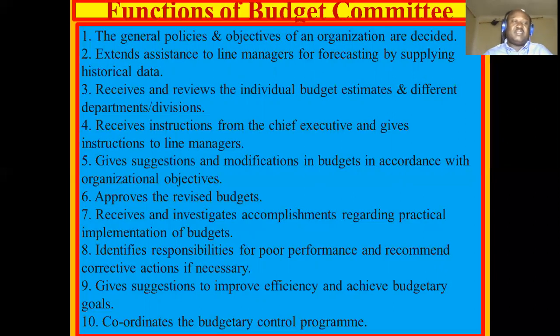adjustment. Number seven, the budget committee receives and investigates accomplishments regarding practical implementation of budgets. Once something has been satisfactorily completed, this will be received by the budget committee. Number eight, it identifies responsibilities for poor performance and recommends corrective actions if necessary. If there is any poor performance, corrective measures are given by the budget committee. They can give good advice so that the errors are corrected. Number nine, the budget committee gives suggestions to improve efficiency and achieve budgetary goals.